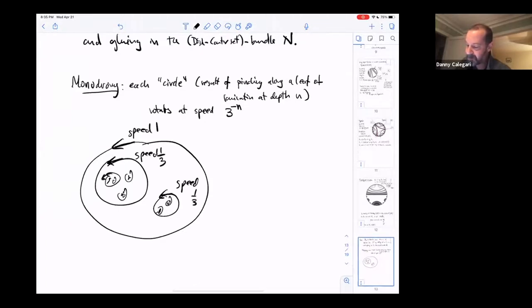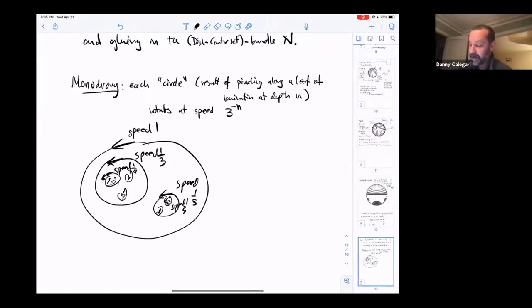You rotate the next guys at speed 1/9, speed 1/9, and so on and so forth all the way to infinity. And it's not at all obvious, by the way, that after time one, this picture will come back exactly to itself, but it does.